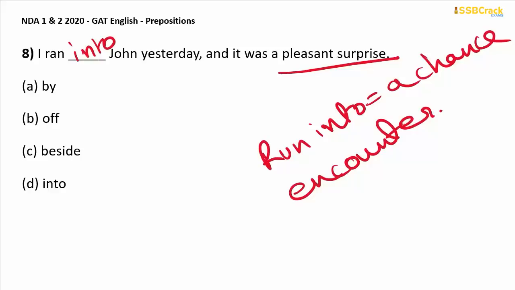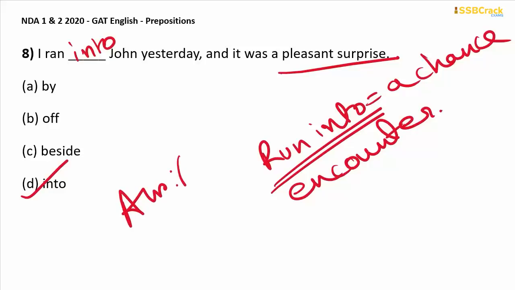So you can say, I ran into my childhood friend this evening, or in the morning. So in these kinds of chance encounters or sudden meetings, you use the phrase run into. So here it should be, I ran into John yesterday and it was a pleasant surprise. So into is the appropriate preposition to use after ran, and here your answer is option D.